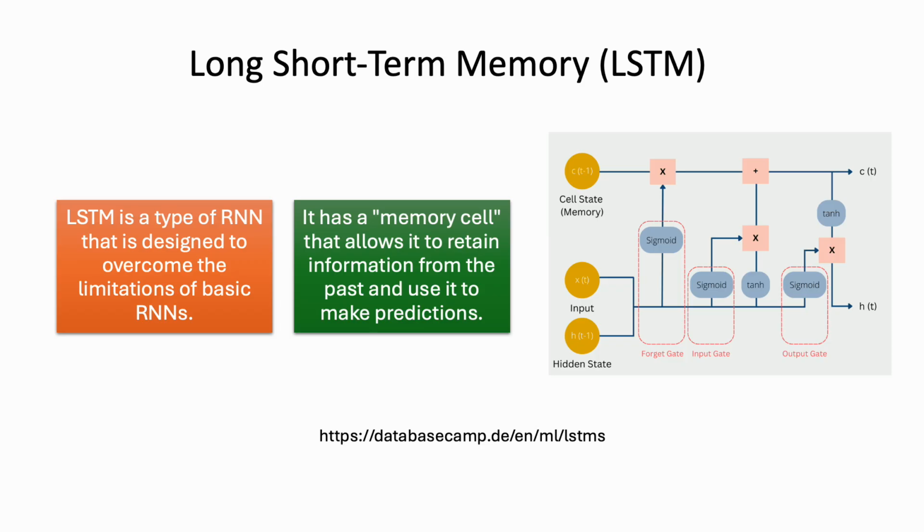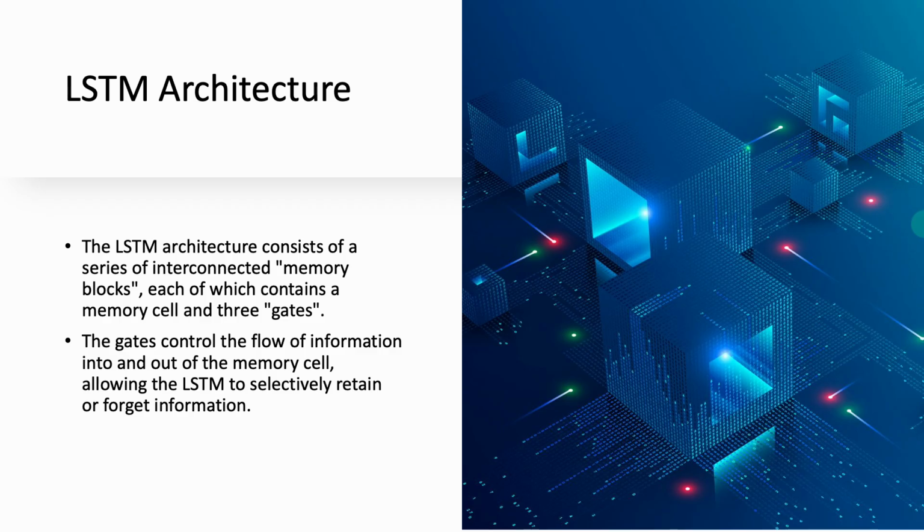Long short-term memory, or LSTM. It's a type of RNN that is designed to overcome the limitations of the basic RNNs. It has a memory cell that permits it to retain information from the past and use it to make predictions. The LSTM architecture consists of a series of interconnected memory blocks, each of which contains a memory cell and three gates. The gates control the flow of information into and out of the memory cell, permitting the LSTM to selectively retain or forget information.